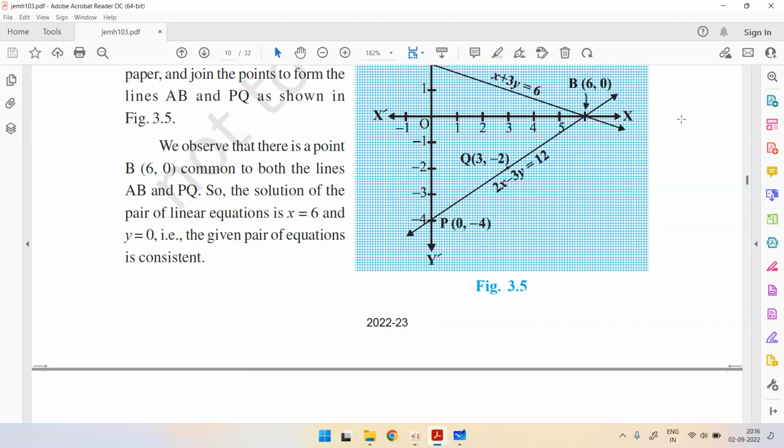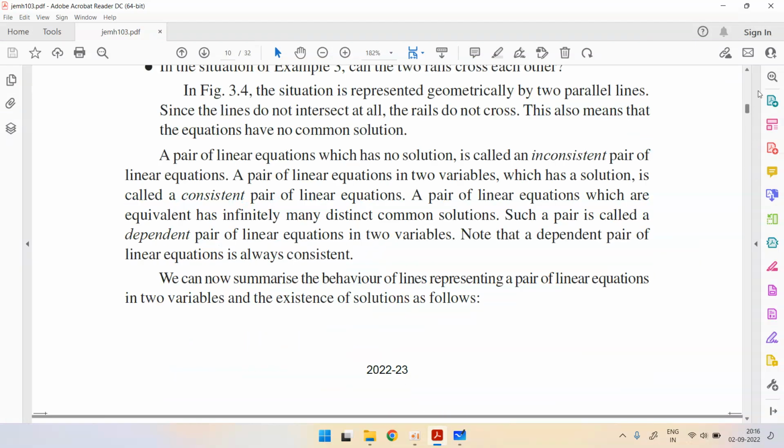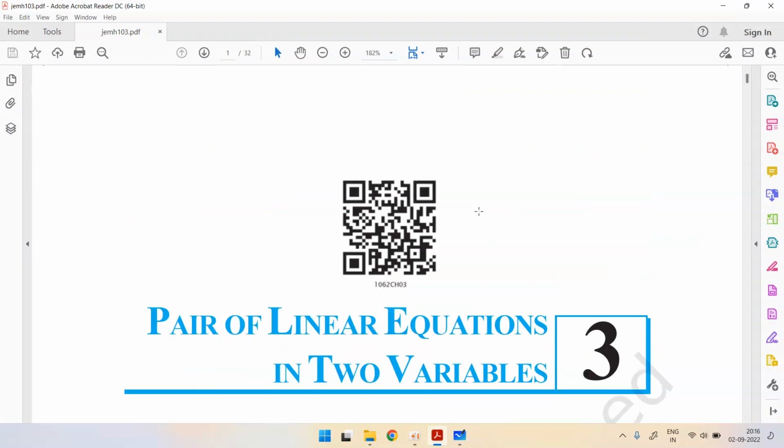In the previous lecture, we have completed the topic of quadratic equations. Now I am starting with the topic of the pair of linear equations in two variables, Chapter number 3 of class 10 NCERT Mathematics.